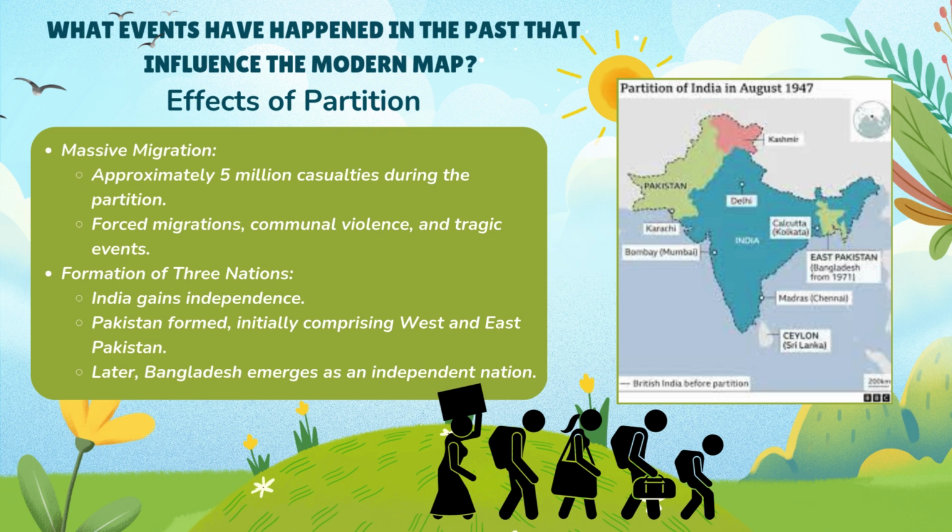Okay, so the effects of the partition: there was a massive migration, with approximately 5 million casualties during the partition. There was forced migration, communal violence, and tragic events. Formation of three nations. India gained its independence. Pakistan was formed, initially comprising West and East Pakistan, and then later Bangladesh emerged as an independent nation.